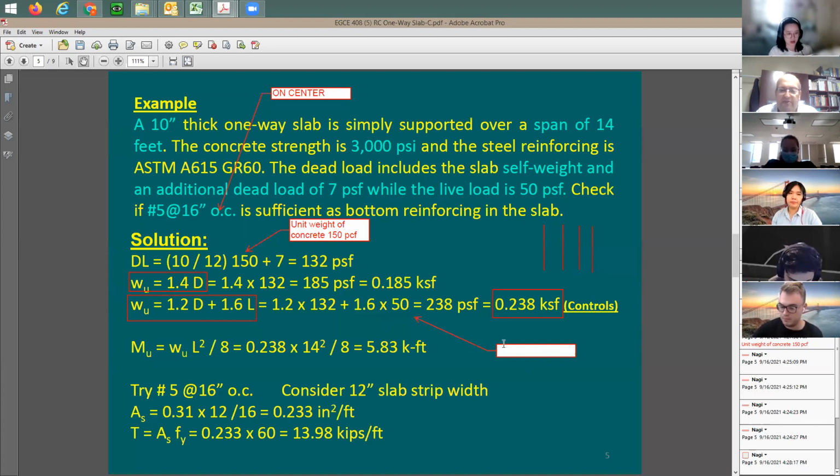Let me mention something here to you. You said LRFD, okay? So usually the term LRFD is used in design of the following: steel, wood, masonry, right?